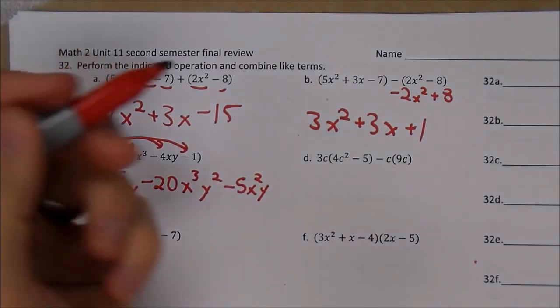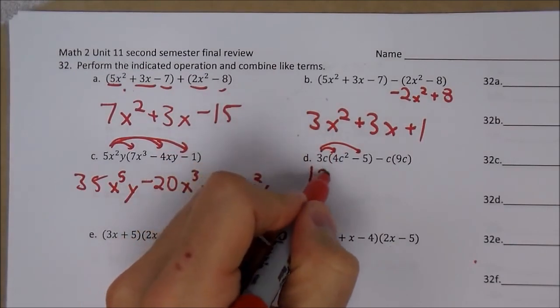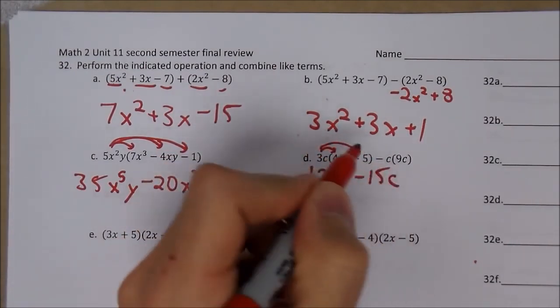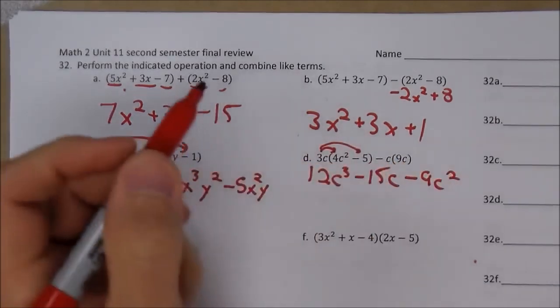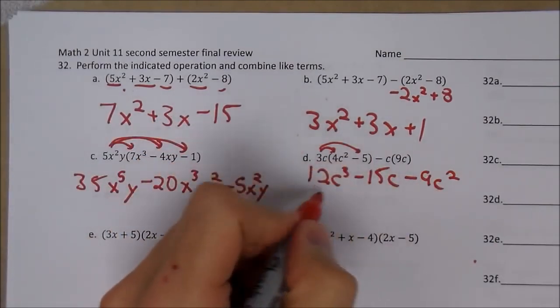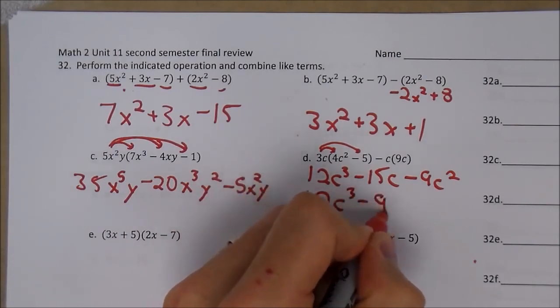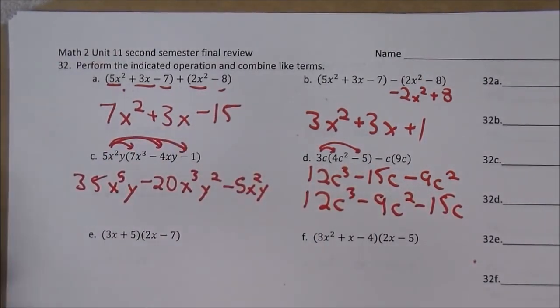For d, I'm going to do distributive property first, and then combine like terms. I get 12c to the third minus 15c. For the last term, I'm going to get a negative 9c squared. Now I look here, see if I can combine anything. I got a c to the third, a c, and a c squared. So we're just going to make it 12c to the third minus 9c squared minus 15c by just making it in descending order.